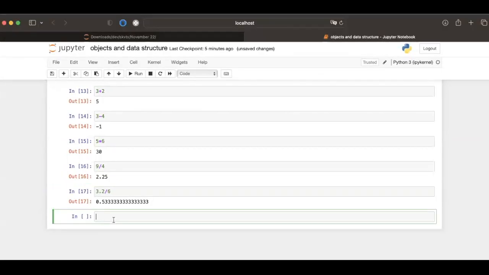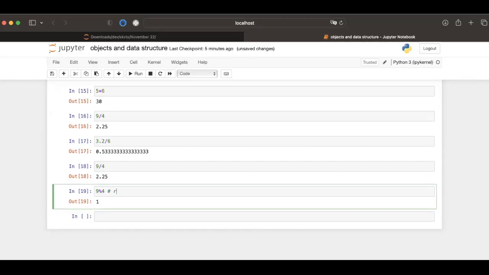For example, the modulo division. Let's say I do 9 divided by 4, so it's a normal 2.25. But if I do 9 modulo 4, that is the modulo operator, and it gives you the remainder. So it will return the remainder.